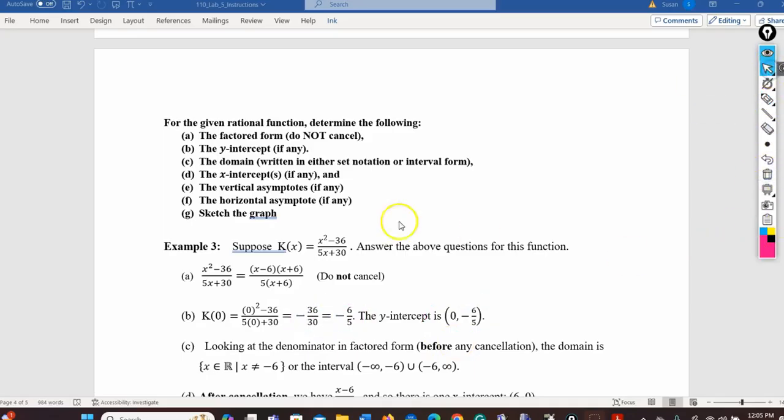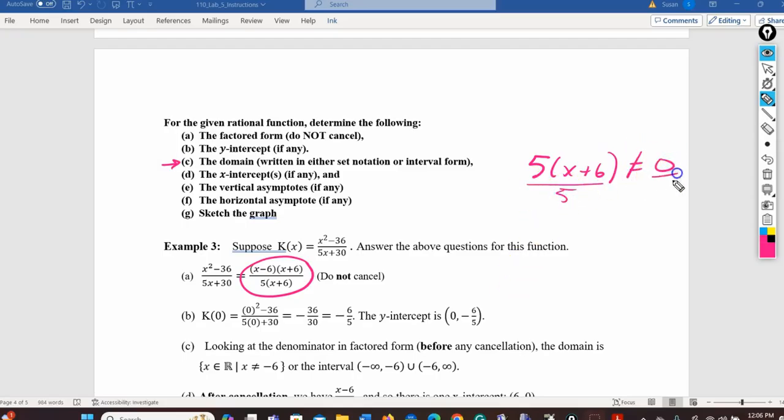Okay, so the next thing they want is the domain. Now, when it's in factored form, so we're here on domain. When it's in factored form, look at what's allowed. With a fraction, you're not allowed to have 0 on the bottom. So look at the denominator. That is not allowed to be 0.